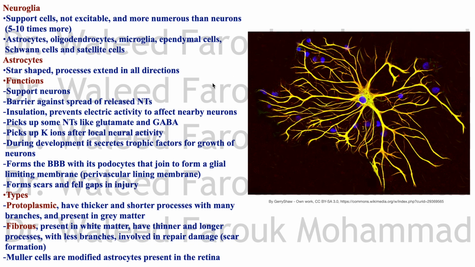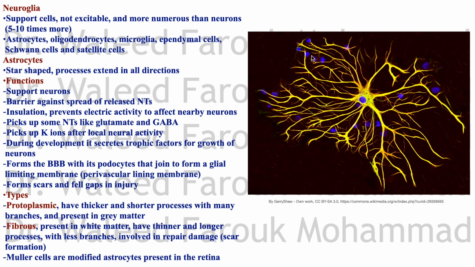Now, the connective tissue cells, which are called the neuroglia in the nervous system, are support cells, and they are not excitable. This means they don't function in propagation of the nerve impulse. They are more numerous than neurons, 5 to 10 times more. They are composed of astrocytes, oligodendrocytes, microglia, ependymal cells, Schwann cells, and satellite cells.